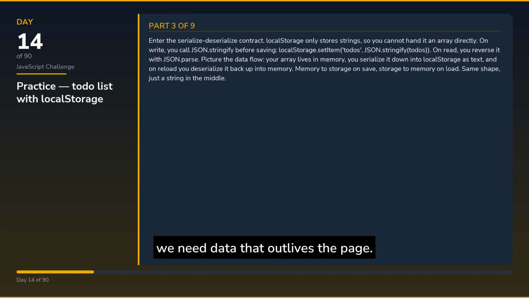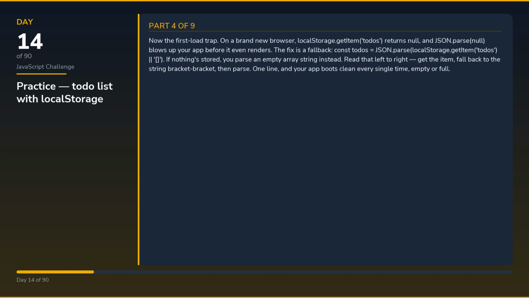Enter the serialize contract. Local storage only stores strings, so you cannot hand it an array directly. On write, you call JSON.stringify before saving: localStorage.setItem('todos', JSON.stringify(todos)). On read, you reverse it with JSON.parse. Picture the data flow: your array lives in memory, you serialize it down into local storage as text, and on reload you deserialize it back up into memory. Memory to storage on save, storage to memory on load. Same shape, just a string in the middle.